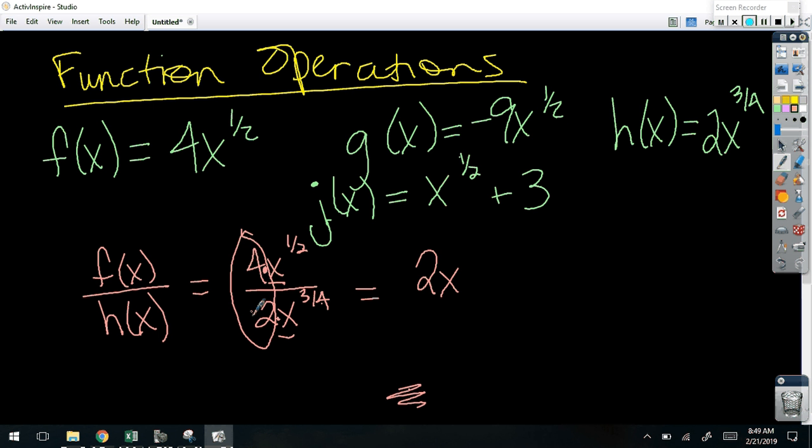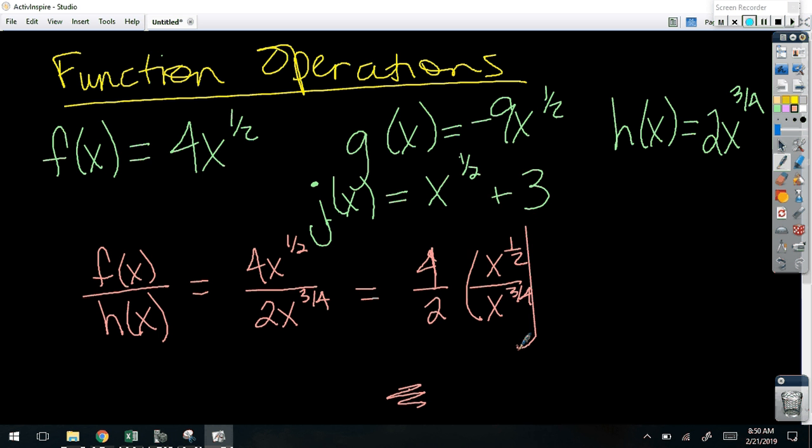So think about it like this if it confuses you. Think about it as 4 over 2 times x to the 1/2 over x to the 3/4, if it confuses you as to doing both things. That's the same thing. The 4 over 2 could be pulled out and not looked at. It's not part of the base. All right, so I got 2.